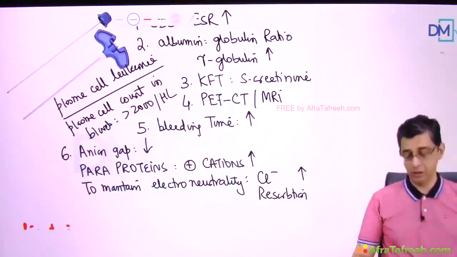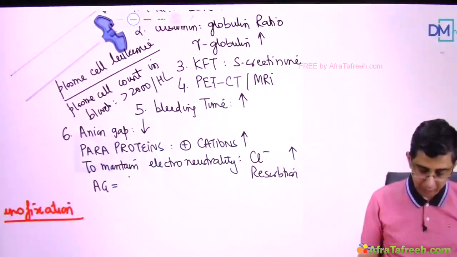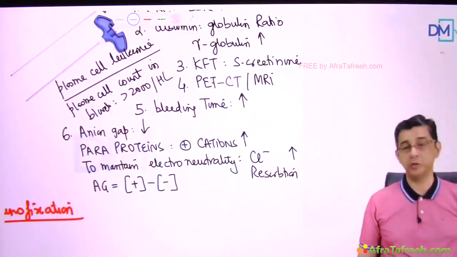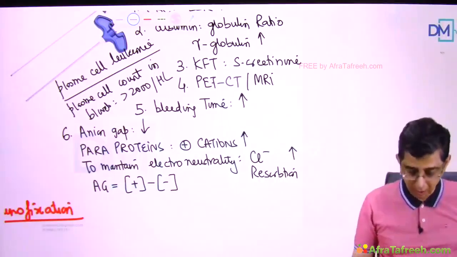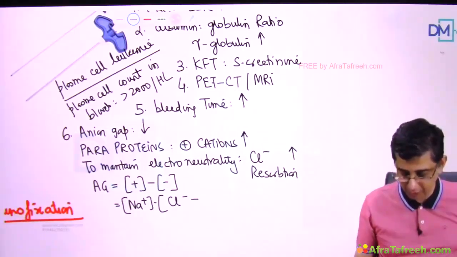Now, look at the formula for anion gap. The formula for anion gap is positive charges subtracted from the negative charges in the body of this patient. What will happen in this condition is the positive charge that we take into consideration is obviously sodium, but the negative charge that we take into consideration is chloride and bicarbonate.